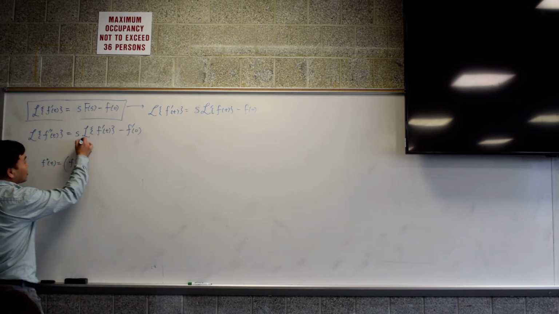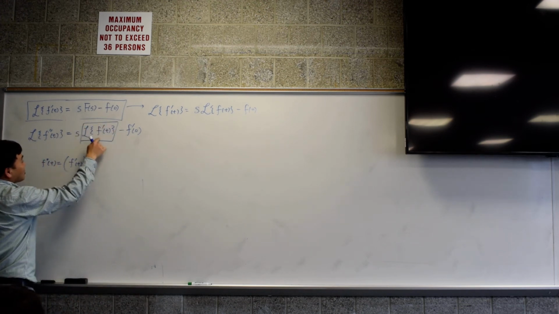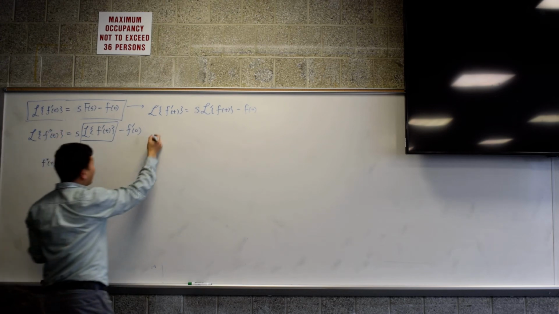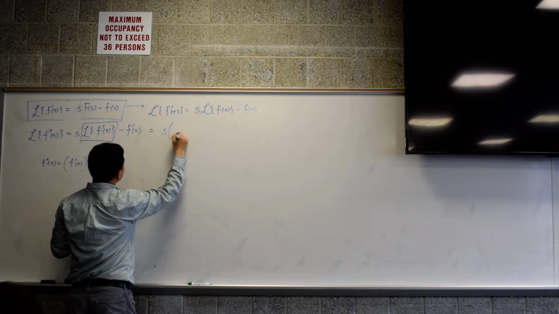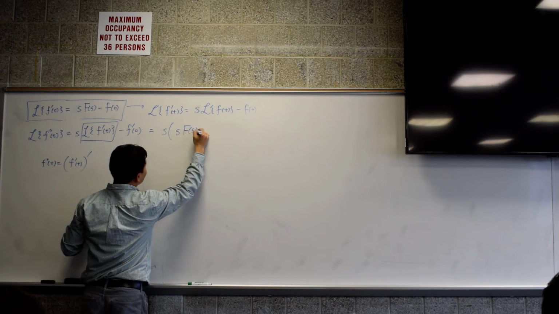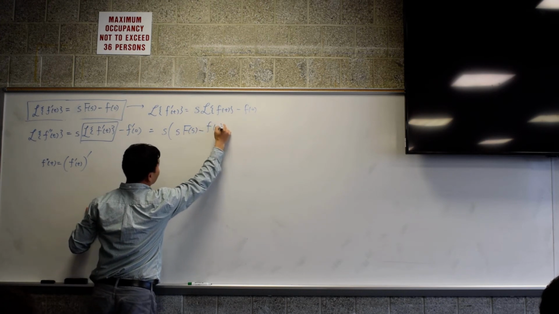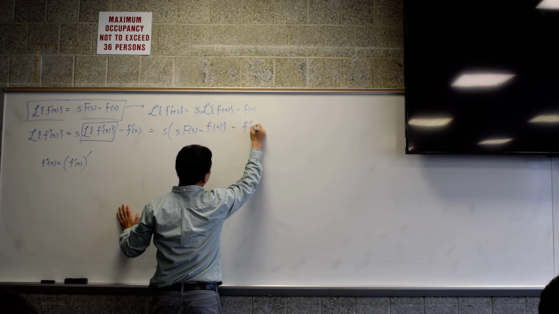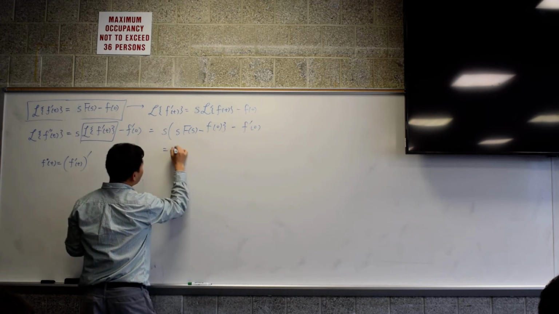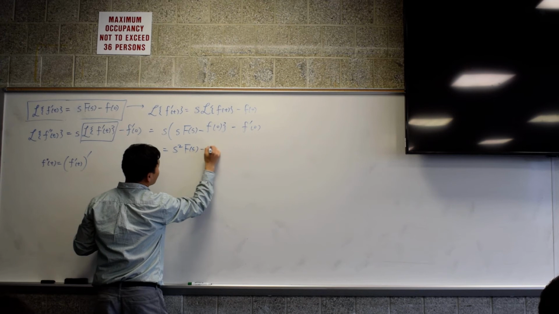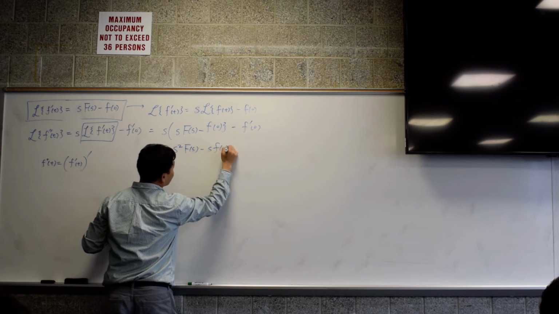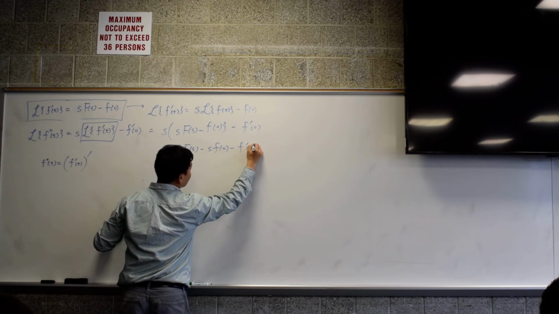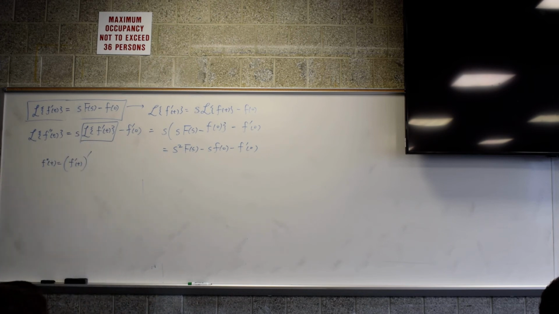But then you see this and say, hey, this I know what it is. I can apply this one, right? So I get s times F of s minus f of 0, minus f prime of 0. So you get s squared F of s minus s times f of 0 minus f prime of 0. And we can play this game on and on.